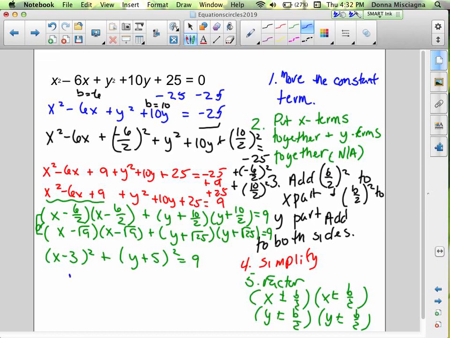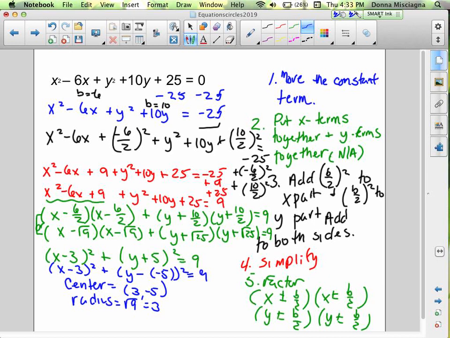center and the radius. So the center of this circle, right? Remember that it's x minus h squared plus y minus k squared. So this is x minus 3 squared, so that 3 is the h. But now we'd have to simplify this so that 5 is really negative 5, because there's really a negative sign there. So the center is 3, negative 5, just like when we were working before. And then the radius is the square root of 9 or 3.